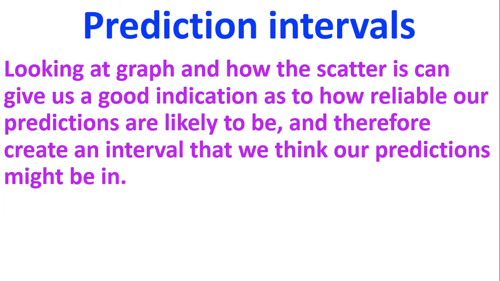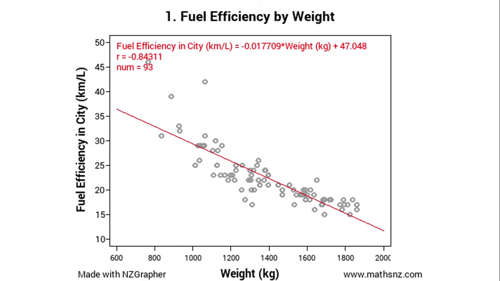We now want to have a look at some prediction intervals. So we've looked previously at doing a prediction, and this is now adding to that. If we look at a graph and we look at the scatter, how much scatter there is can give us a good indication of how accurate and reliable our prediction will be. And so what we're going to do is create ourselves an interval.